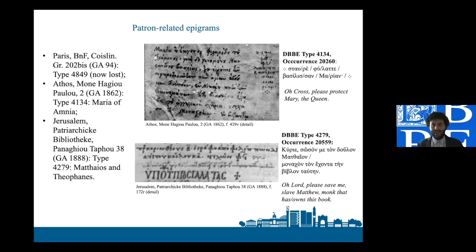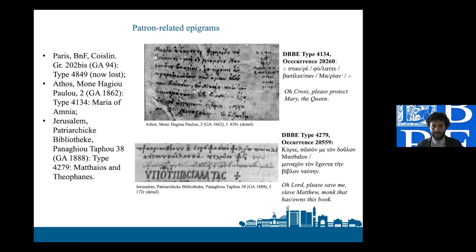A third and last patron-related epigram that I found in the manuscripts that I collected for this presentation is added by a later hand after the subscription of the second Epistle to the Corinthians and before the hypothesis on the Galatians. In this manuscript, the patron is called Matthion, who calls himself a monk, with a standard formula to indicate the possession of the book. So we have the invocation to God, the Kyrie, plus the self-attribution of the patron as monk, as doulos, and then the verb echo.